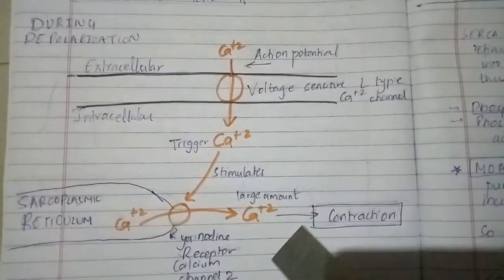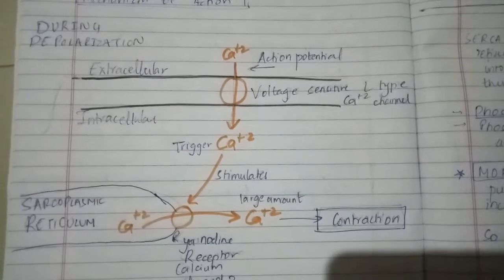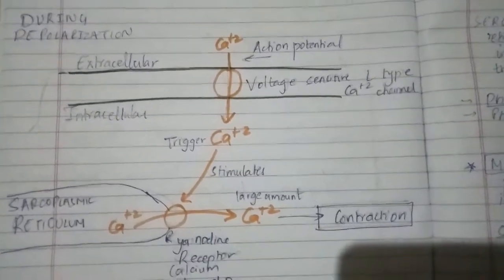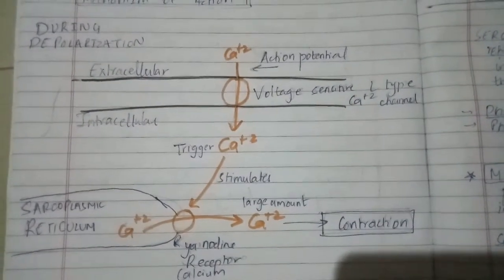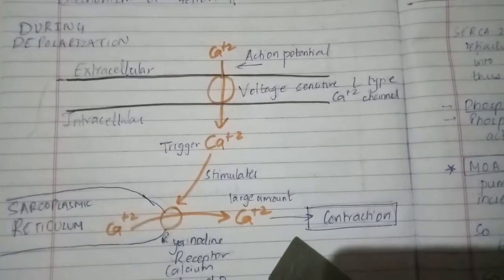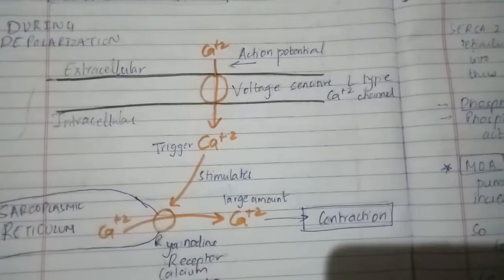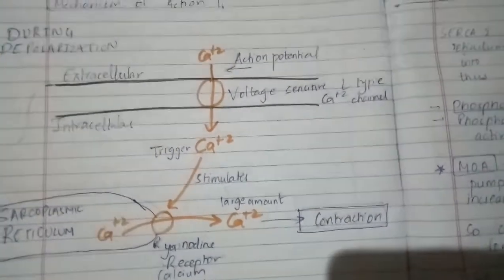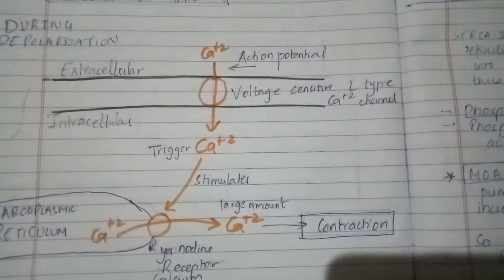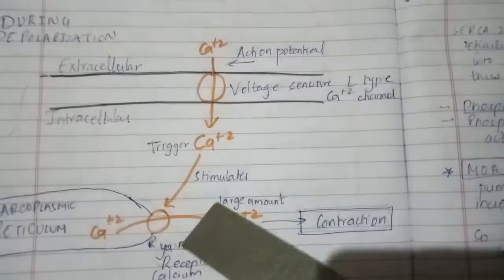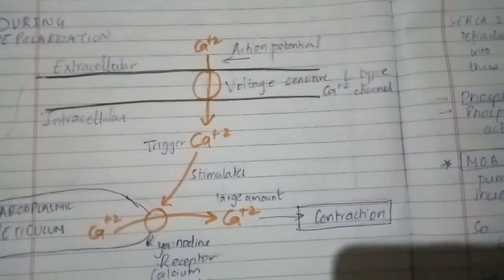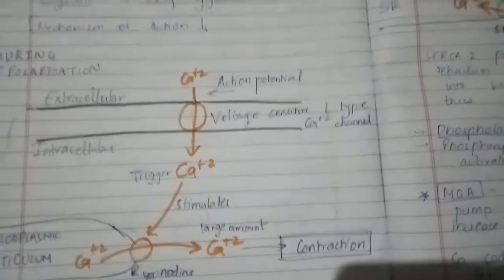Now we all know that calcium is required for the formation of the actin myosin complex and for causing contraction. So this calcium will cause contraction. Now, for relaxation, what is going to happen?